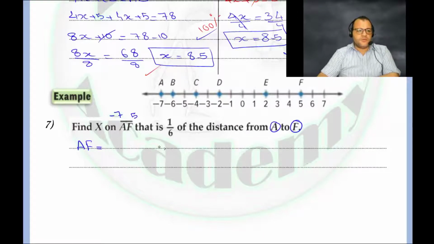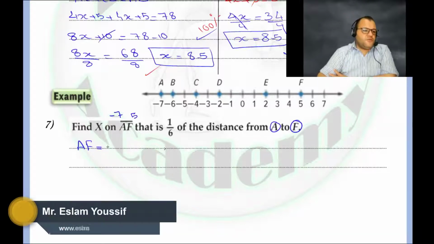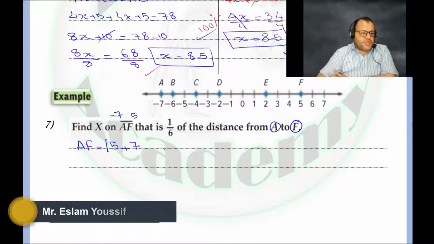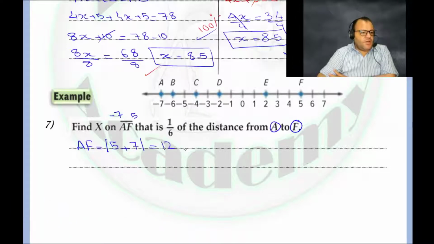What is the distance? The absolute value of 5 minus negative 7, which is plus 7, so it will be 12. So the total distance from A to F is 12 units.